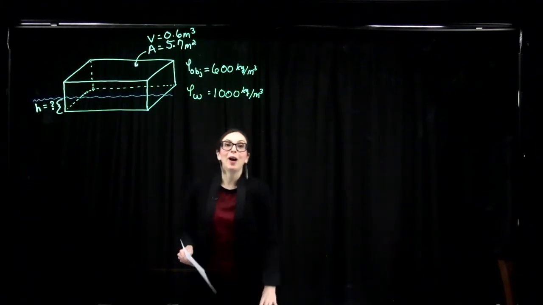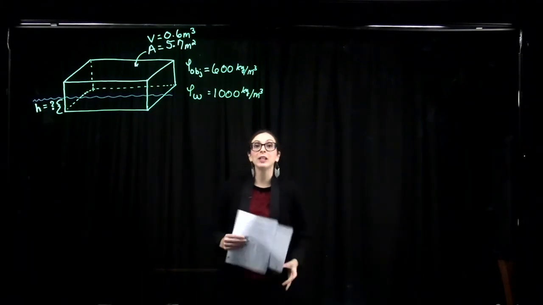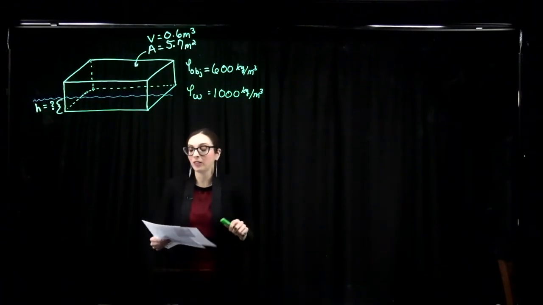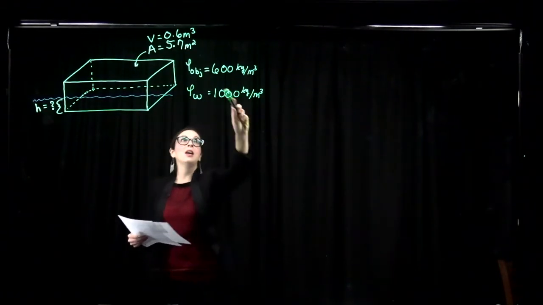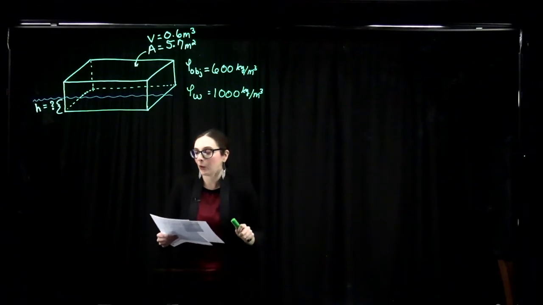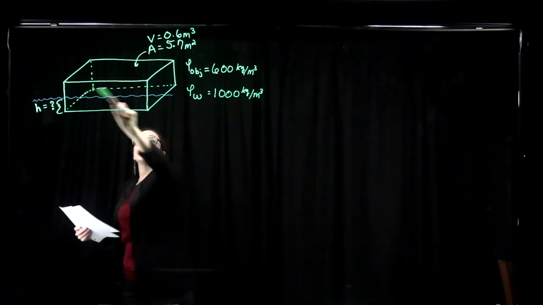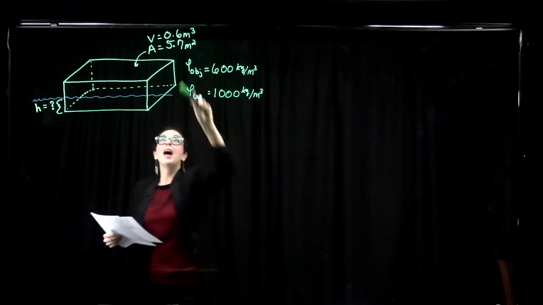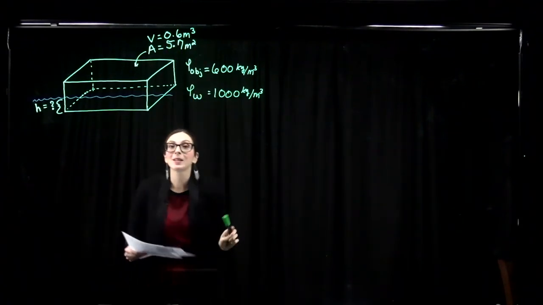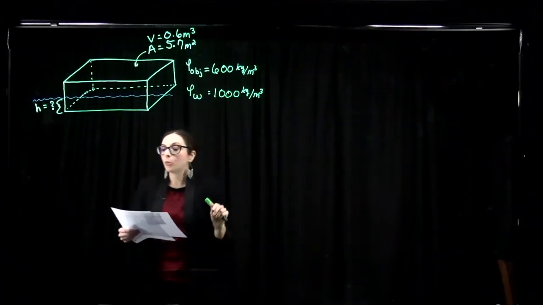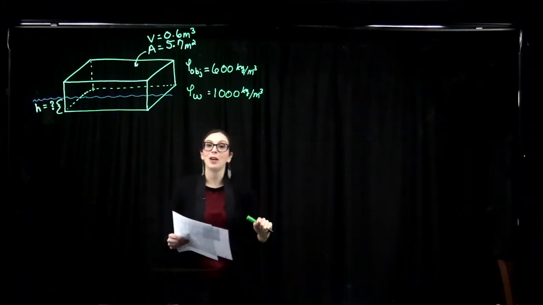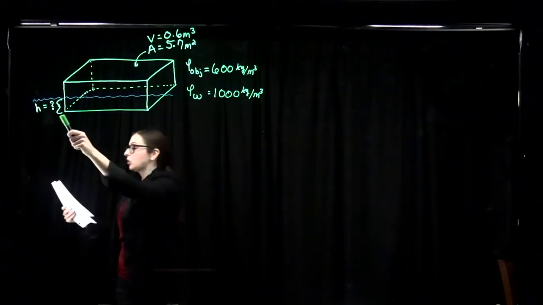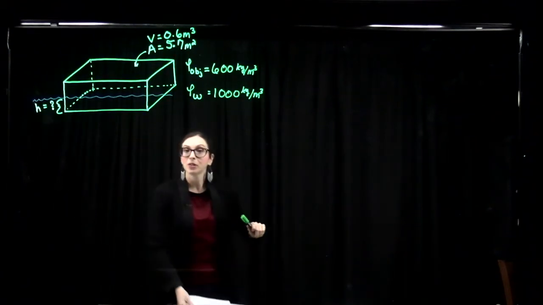We are going to apply Archimedes' principle to a partially submerged object. So here we have a raft constructed of wood with a density of 600 kilograms per meter cubed. Our raft has a surface area of 5.7 meters squared and a volume of 0.6 meters cubed. When the raft is placed in fresh water with a density of 1,000 kilograms per meter cubed, to what depth h is the bottom of the raft submerged?